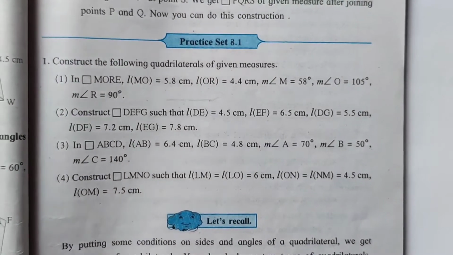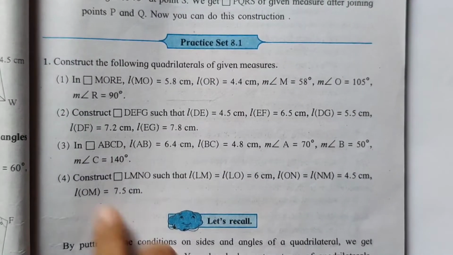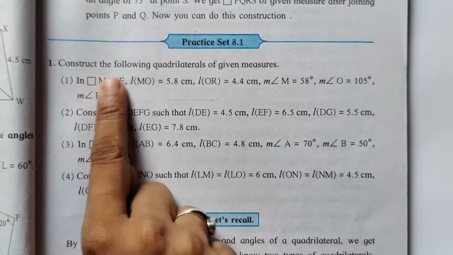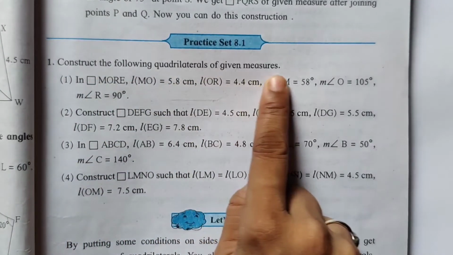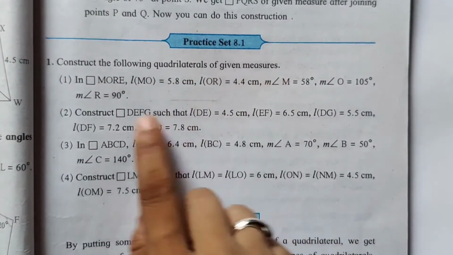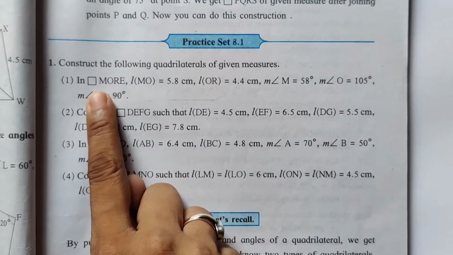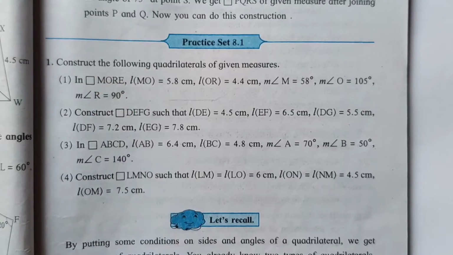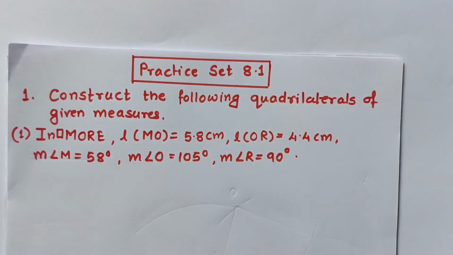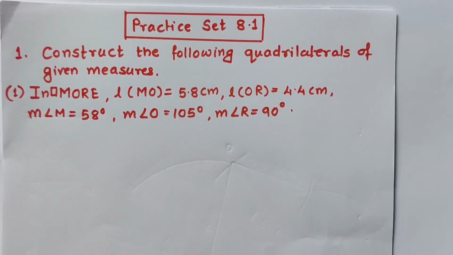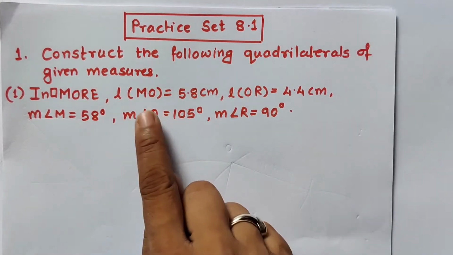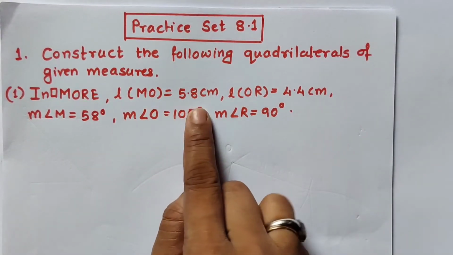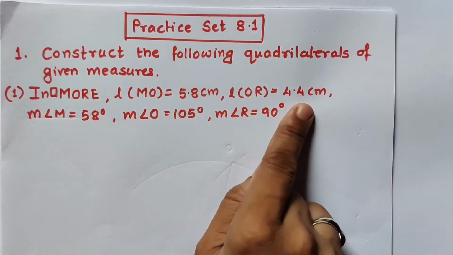We have to construct the quadrilaterals. So the first question is: construct the following quadrilaterals of given measures. First one, quadrilateral MORE. We have to construct quadrilateral MORE. I have written the question on my page and we are going to construct this quadrilateral MORE where length MO is 5.8 and OR is 4.4.